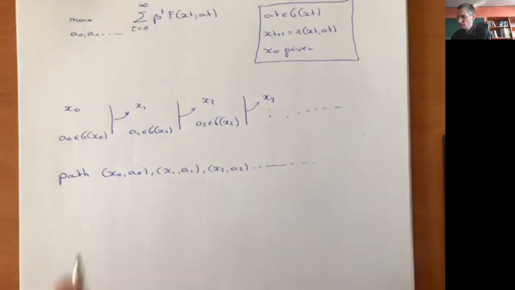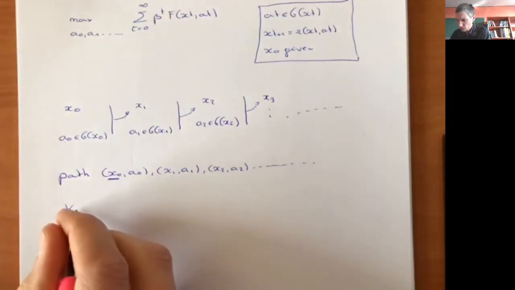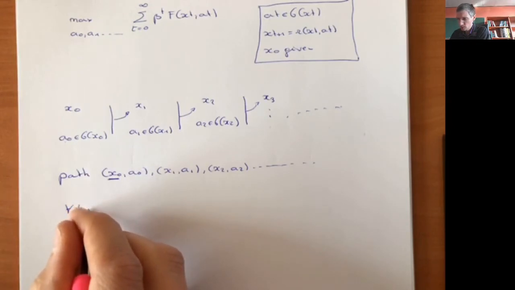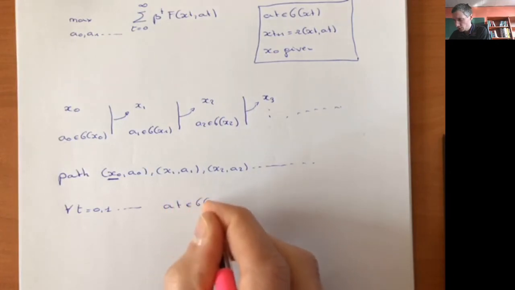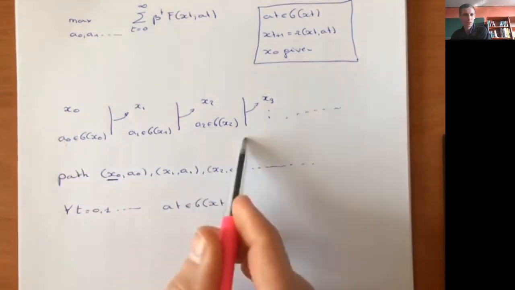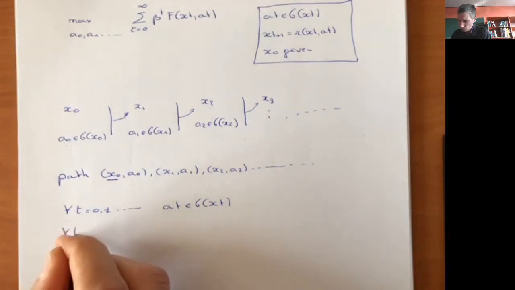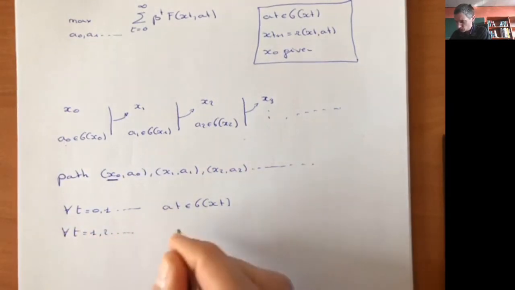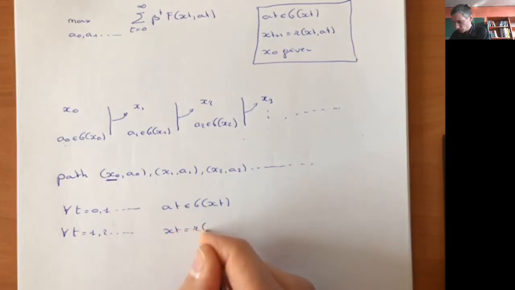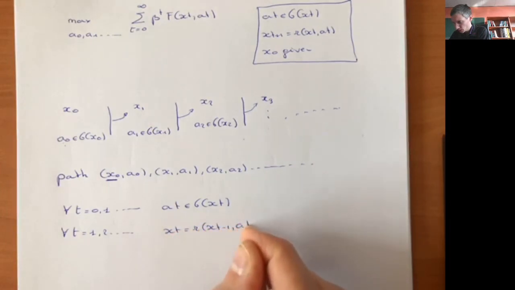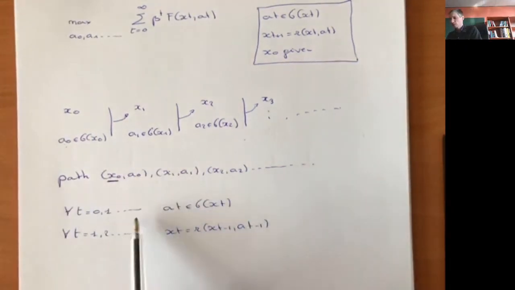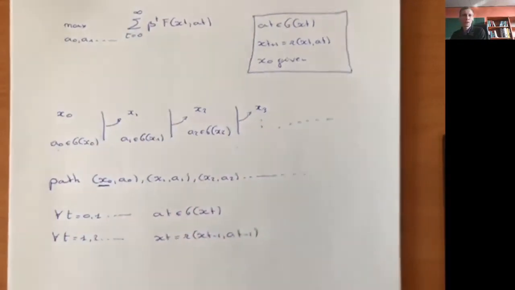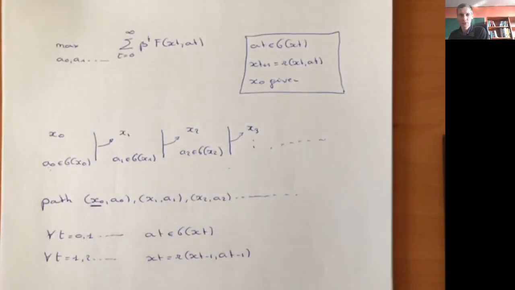So they're infinitely many, such that, well, we start at x0, all right? And for all t equal to 0, 1, and so on, we have that at is in g of xt. So this is the first constraint. And then for all t equal to 1, 2, and so on, xt is equal to r of xt minus 1, at minus 1. Okay, so basically a path is defined such that it can be generated by such a sequence, the dynamical sequence.